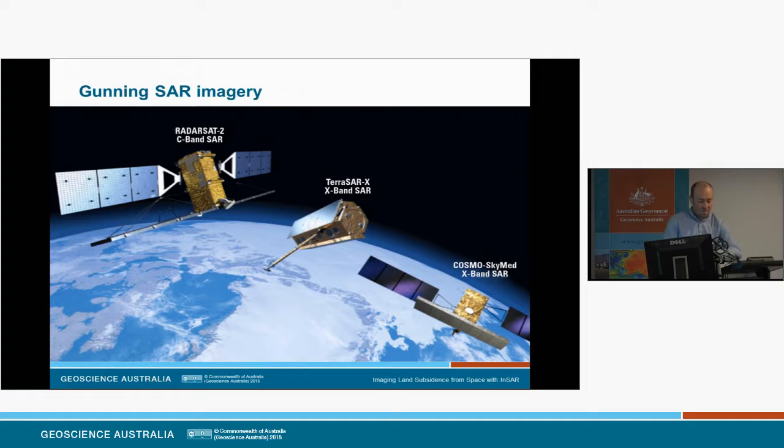So we imaged the corner reflectors with all the available radar imagery at the time of the experiment. So there was 3 commercially available satellites. There was RadarSat-2, which uses a C-band SAR, TerraSAR-X, which uses an X-band SAR, and Cosmos SkyMed, which also uses an X-band SAR. We also had some imagery from the Indian RISAT-1 mission, but I won't talk about that one particularly today.